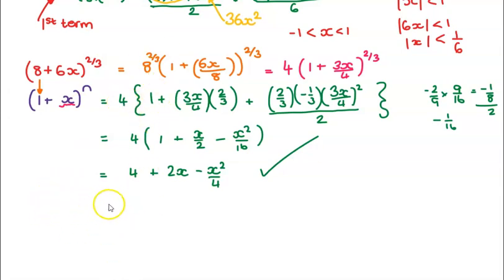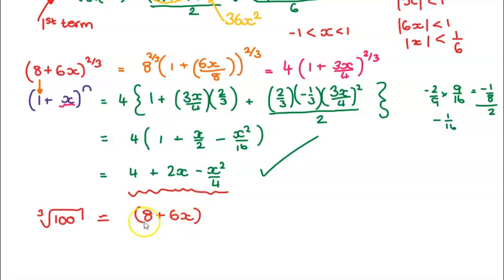Right, then the last bit says, use your answer to this bit here to estimate the value of the cube root of 100. And you've got to think to yourself, how on earth am I going to use 8 plus 6x to the power 2/3 in this question? Because that looks nothing like the cube root of 100. Or does it? Well, we know that 100 is 10 squared.